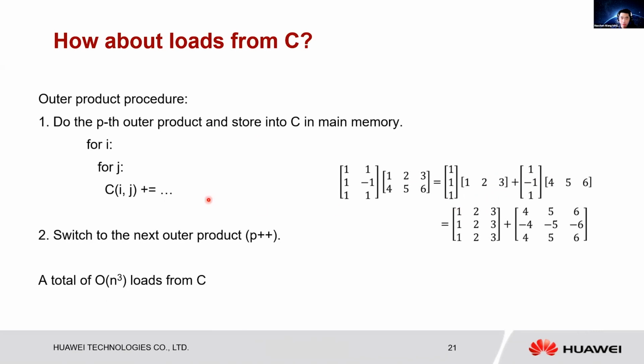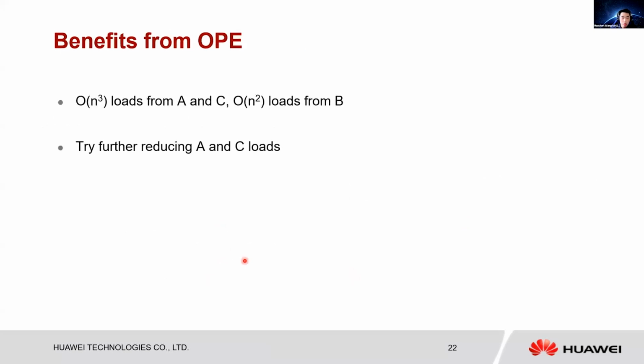There's nothing common in the C matrix that can be factored out. So it's still in the innermost loop, which means there's still a total of n cubed loads from C. So a summary of outer product: A and C still have n cubed loads, but B has n squared loads. So we now want to try further reducing A and C loads.